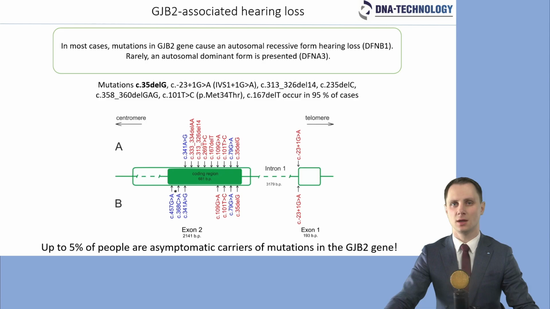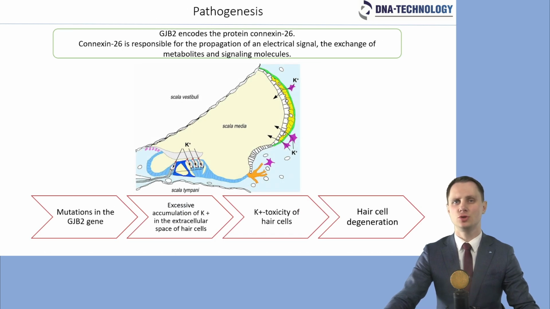the disease. In the Russian Federation, mutations presented on the slide occur in 95% of cases, and it is believed that up to 5% of the population may be carriers of these mutations. Mutations in the GJB2 gene lead to disruption of the encoded protein connexin 26, which is involved in the propagation of electrical signal, the exchange of metabolites and signaling molecules in the inner ear. Disruption of this protein leads to excessive accumulation of potassium in the extracellular space of the hair cells and their gradual degeneration as a result of potassium toxicity.